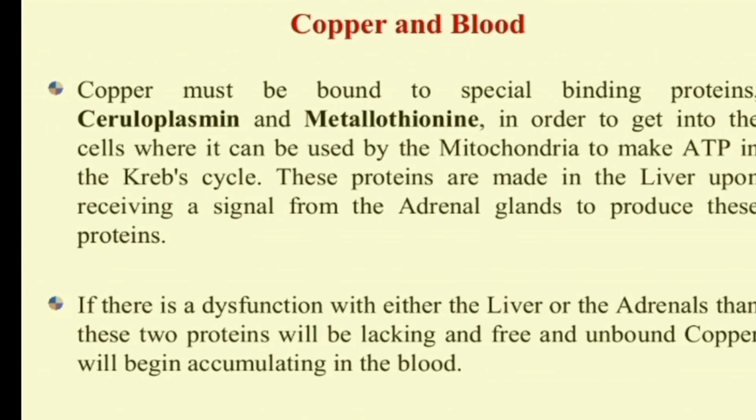But if there is any kind of dysfunction in either the liver or the adrenal glands, then these two proteins will be lacking, and free, unbound copper will accumulate. So it will not bind to these proteins and it will accumulate in the blood. So here these are the two proteins.